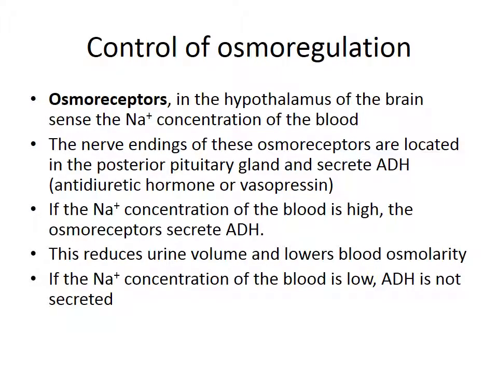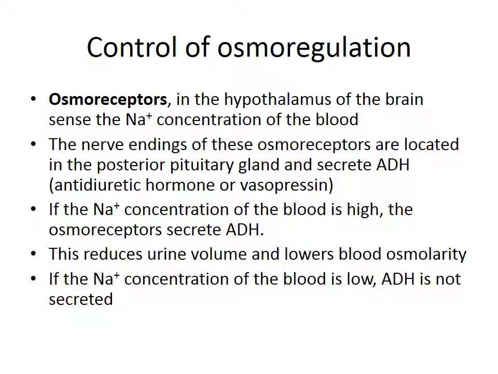So the control of osmoregulation is done by osmoreceptors. These are cells that are in the hypothalamus of the brain. They sense the sodium concentration of the blood. The nerve endings of these osmoreceptors are located in the posterior pituitary gland, and they secrete ADH, which is antidiuretic hormone, which means less urine production. Anti meaning less, and diuretic means producing urine.